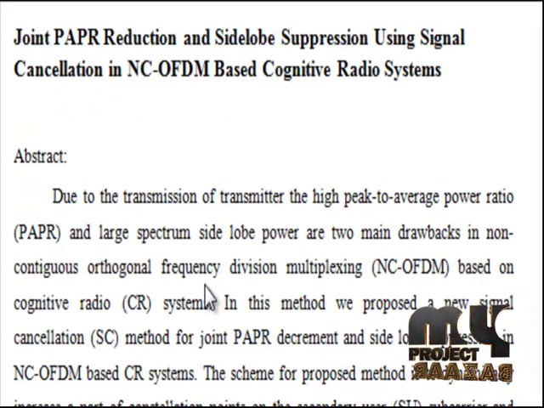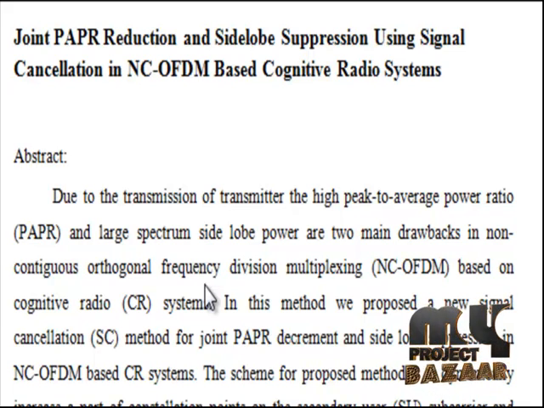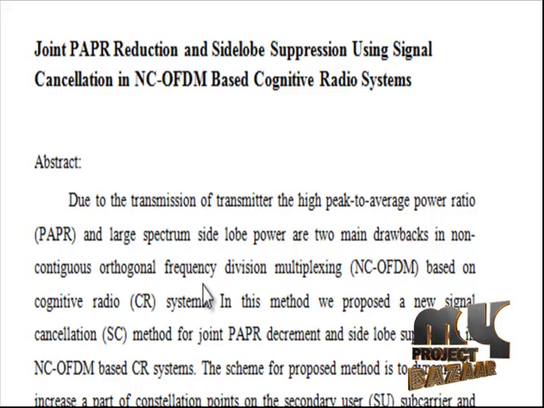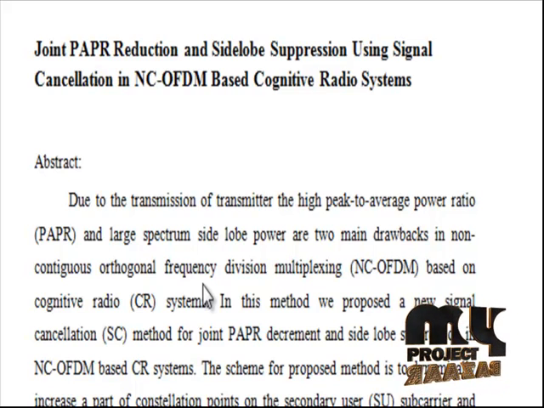Let me discuss the project on joint PAPR reduction and sidelobe suppression using signal cancellation in NC-OFDM based cognitive radio systems. Due to the transmission of the transmitter, the high peak to average power ratio and the large spectrum sidelobe power are two main drawbacks in non-contiguous orthogonal frequency division multiplexing based cognitive radio systems.